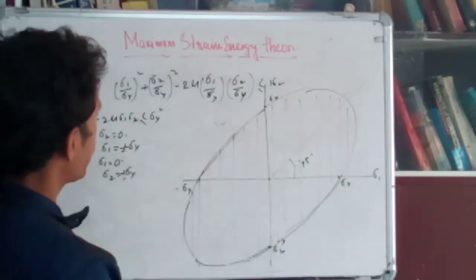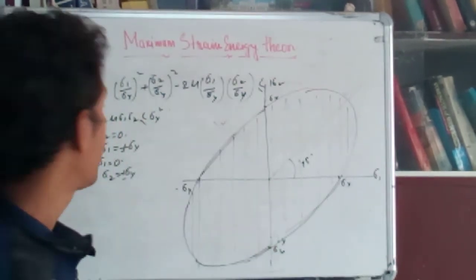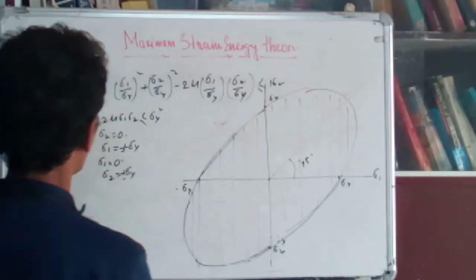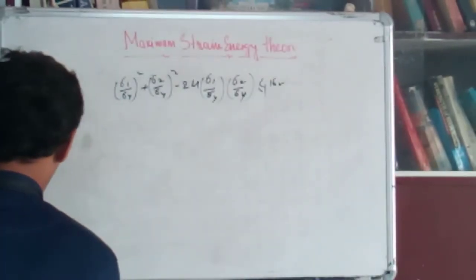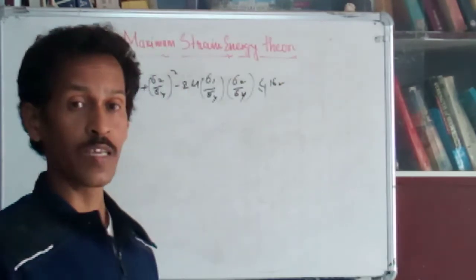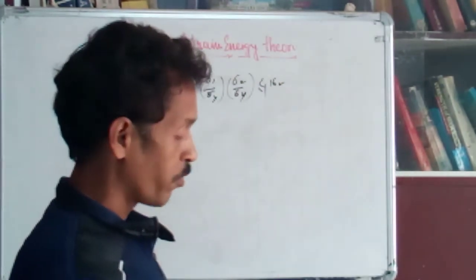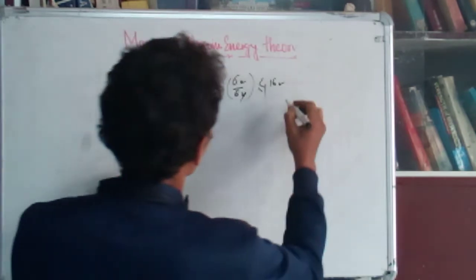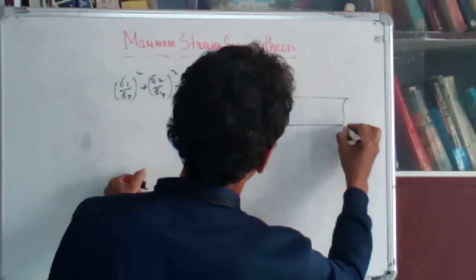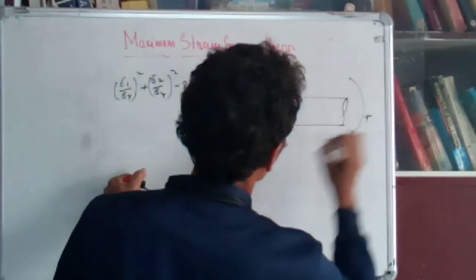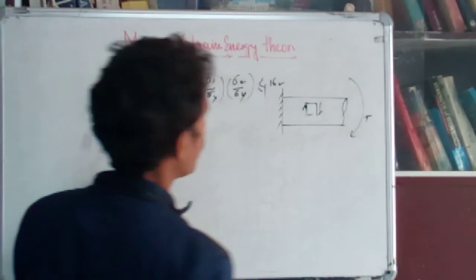Okay, now we'll compare it. We'll check whether this theory is applicable for ductile materials or not. Now we'll consider only a component which is subjected to pure torsion. Now, suppose a component which is subjected to pure torsion. Pure torsion will be there.